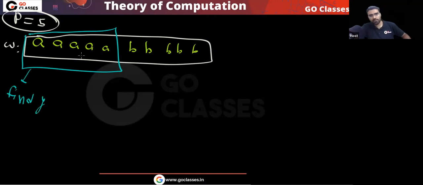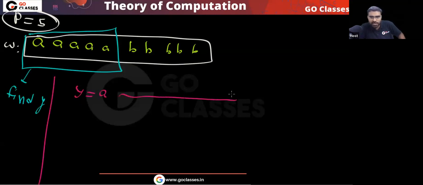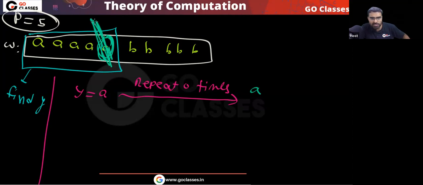Now you tell me. For example, if I take y equal to a. See, in this area you are finding y. Now, if you take y equal to a and I repeat 0 times, what is the resulting string? Repeat 0 times means this is gone. So the resulting string will be a power 4, b power 5. Does it belong to the language? This does not belong to the language, because you can notice the number of a is less than the number of b.